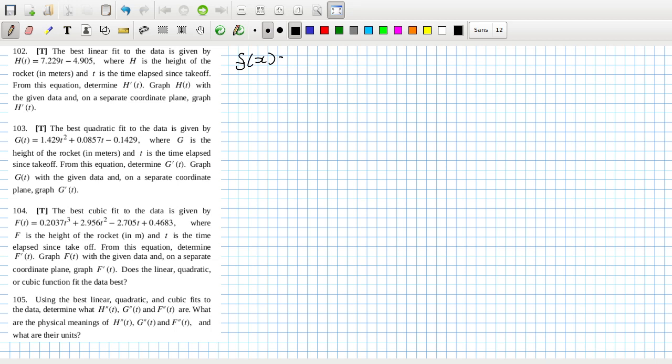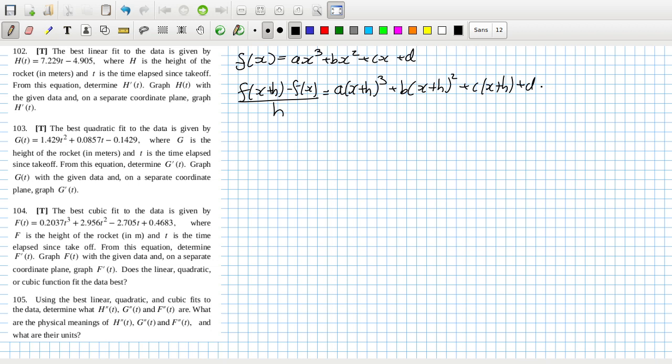let's say f(x) equals ax cubed plus bx squared plus cx plus d, then f(x + h) minus f(x), all over h. That would be a(x + h) cubed plus b times (x + h) squared plus c times (x + h) plus d minus ax cubed minus bx squared minus cx minus d, all over h.